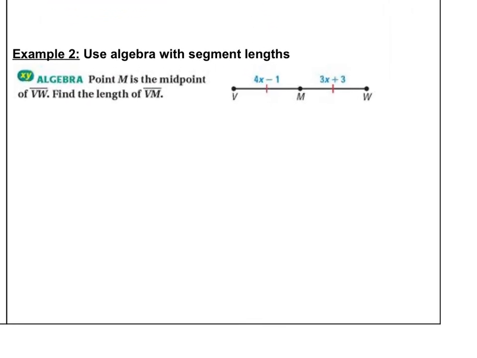Point M is the midpoint. All right, so they're telling us point M is the midpoint, which makes this side congruent to this side. Those are those tick marks of the entire length of VW. Find the length of VM. All right, so when we know that one side is equal to the other side by the midpoint, we can set them equal to each other. So set 4x minus 1 equal to 3x plus 3.